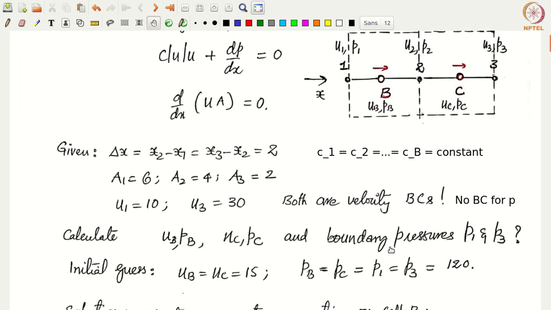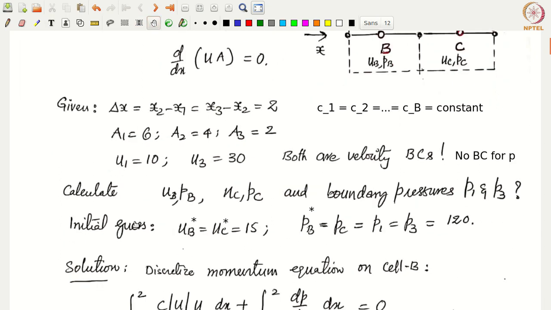It also tells us to take an initial guess of UB star equals UC star equals 15. These are the star values. Then it also gives the pressure guess. These are also star values: PB star, PC star, P1 star, P3 star can be taken as 120. So that is given in the problem statement, the initial guess.